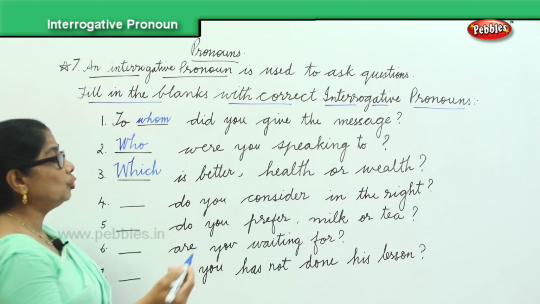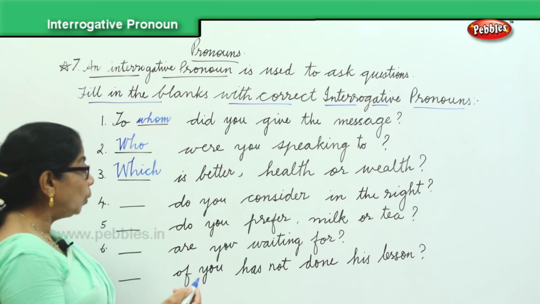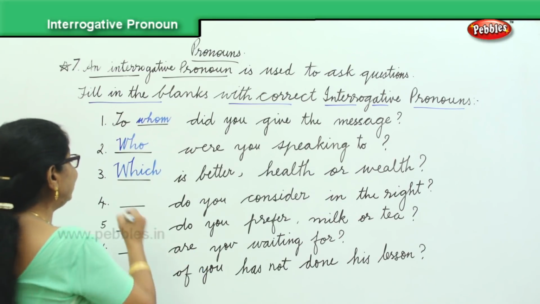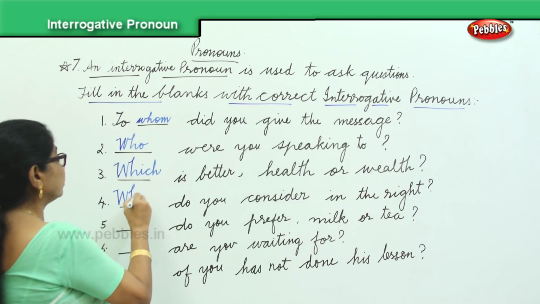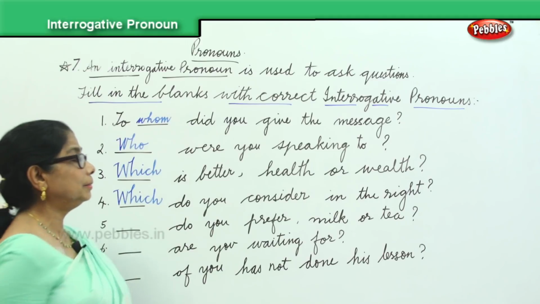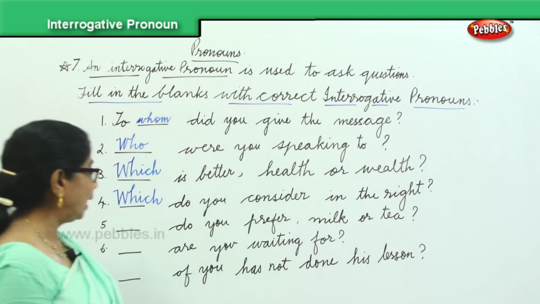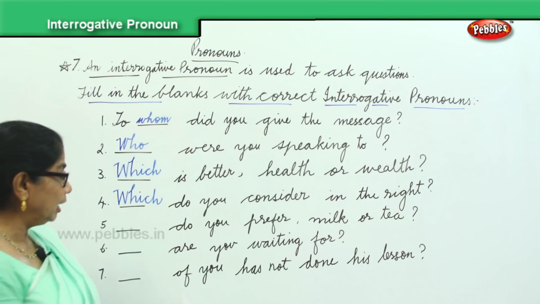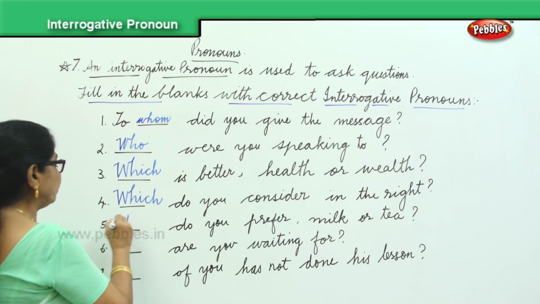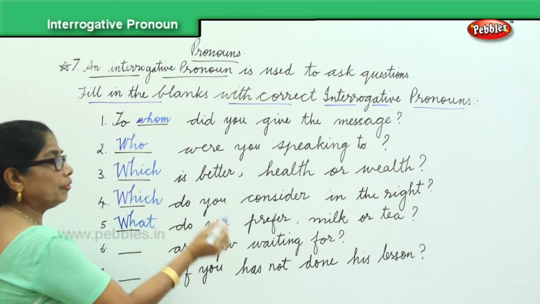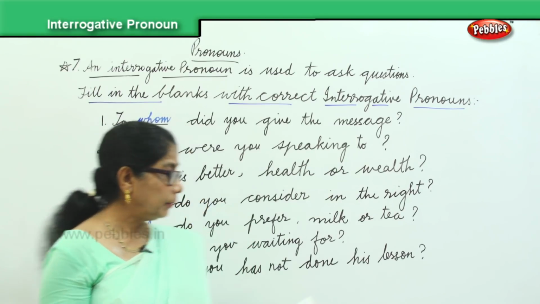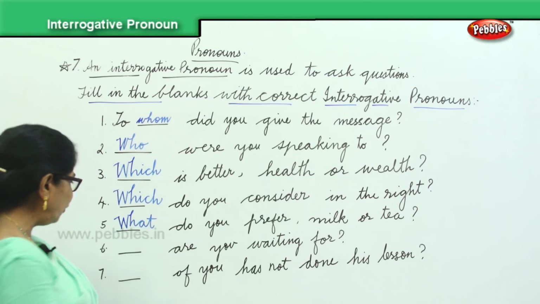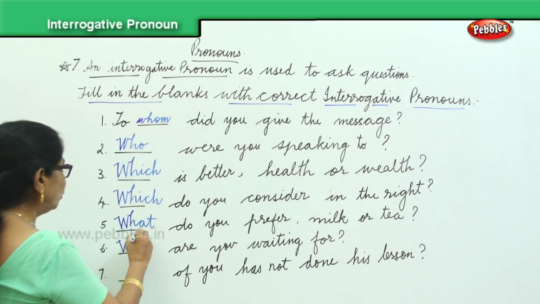Next, dash do you consider is right? Which do you consider in the right? Which? Next we have, do you prefer milk or tea? What do you prefer? What? Do you prefer milk or tea? And then you have dash are you waiting for? Who are you waiting for? Who?